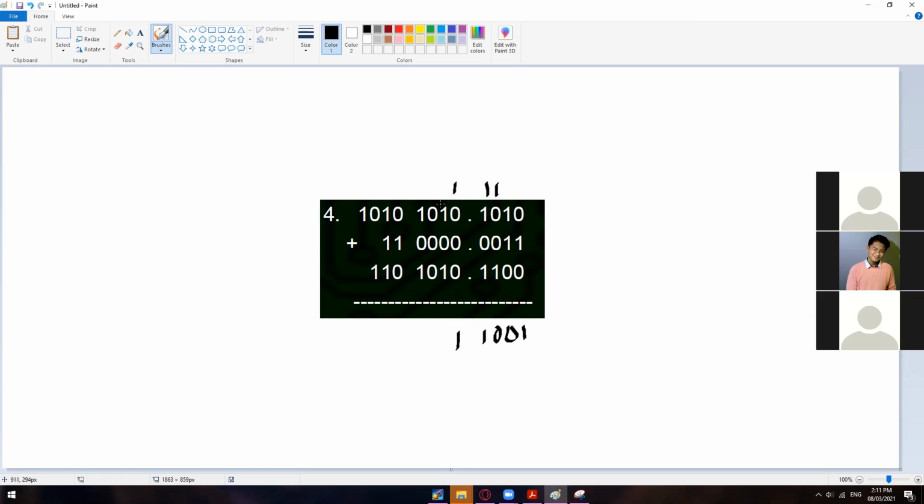Right here 1. Right here. 10. Okay. Nasa na, sir? Ito na. 10. 10. This one is a lot easier. 100. 1. And 10. All right. Very good. And then the decimal point is right here. So there you go. This is the answer of number 4. See? Super easy.